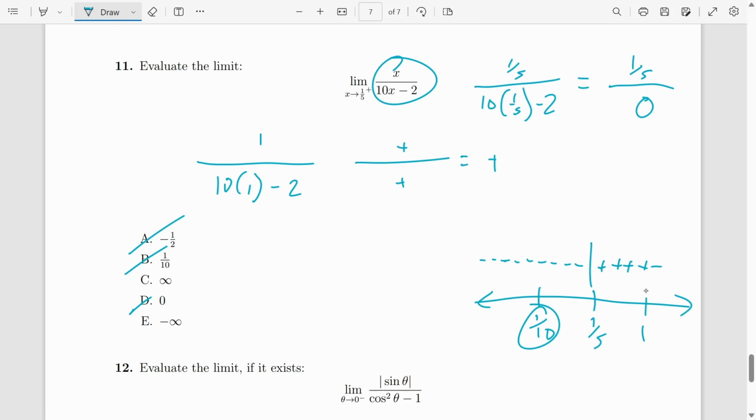This is all positives on the right. Now this is the final step. Since we are trying to find our limit that is coming from the right side, this side, we know our answer is going to be positive infinity. So that's how you do these number line limits.